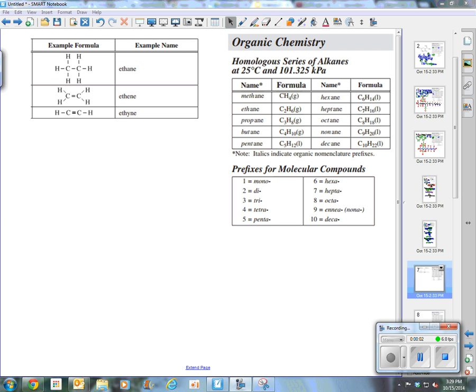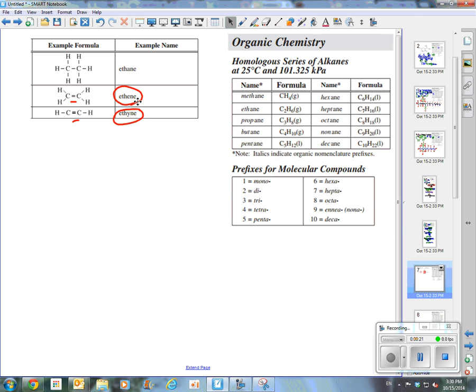Okay, so what we're going to do today is talk about naming hydrocarbons that have a parent chain that ends in "ene" or "yne." Essentially, whether they have a double or a triple bond in the parent chain.